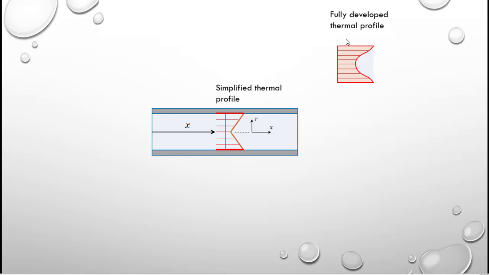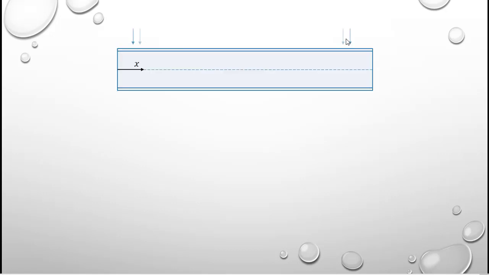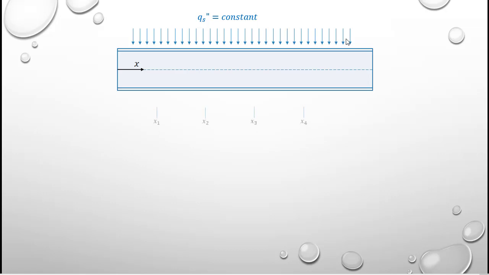This simplified thermal profile will make it easier to explore the implications of the two cases in which we can consider a thermal profile to be fully developed. Consider the case where we have a tube that is subject to a uniform heat flux. So Qs double prime equals a constant. In this situation, we would expect the fluid to warm as it moves through the tube from stations x1 and increasing up to station x4.